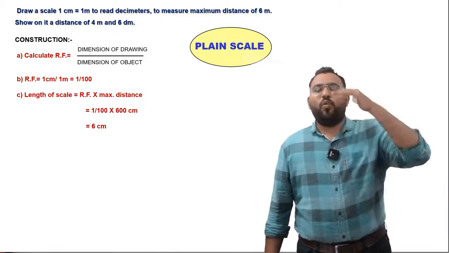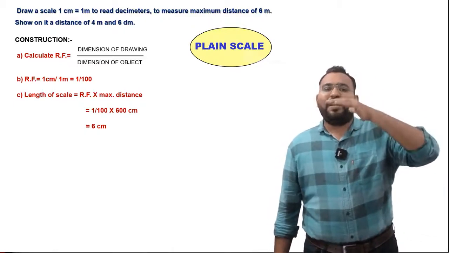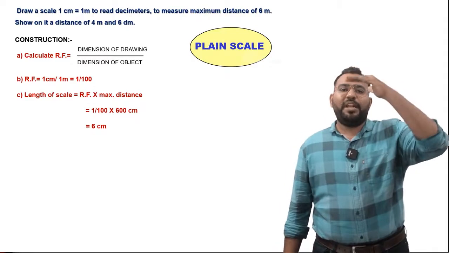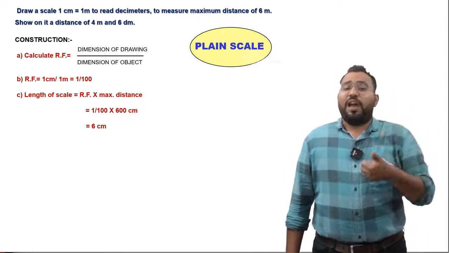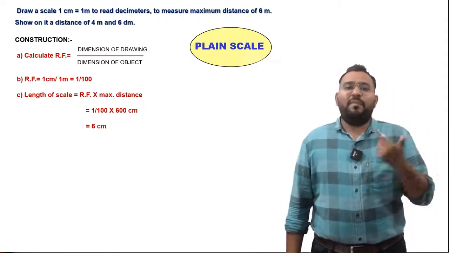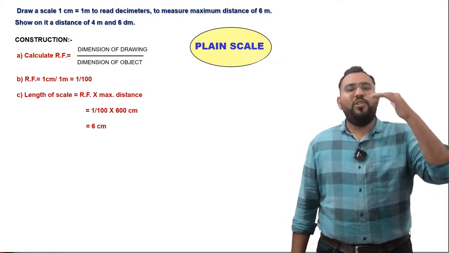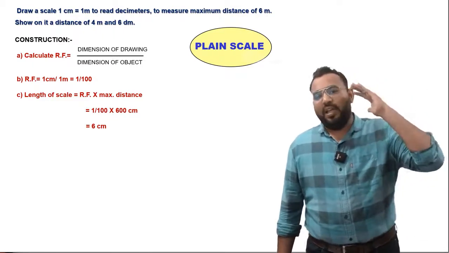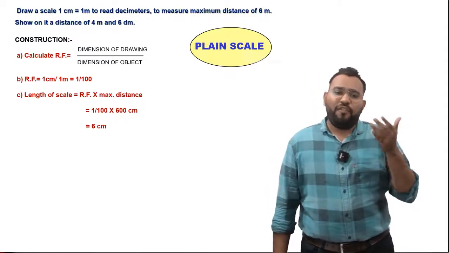So RF is equal to 1 centimeter upon 1 meter, which is equal to 100 centimeter. So 1 centimeter upon 100 centimeter. So your representative fraction is going to become 1 upon 100. So that's how you can find the value of RF.